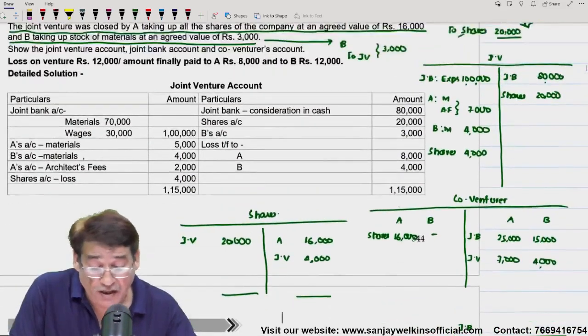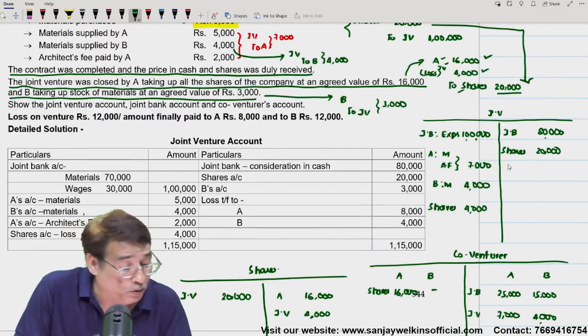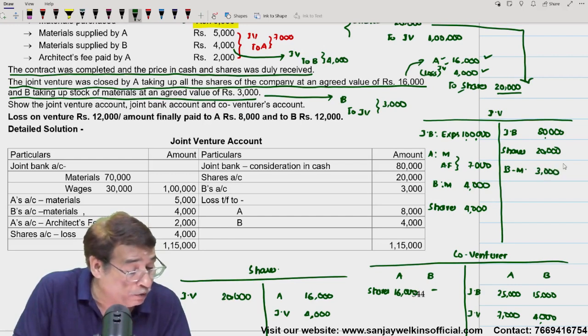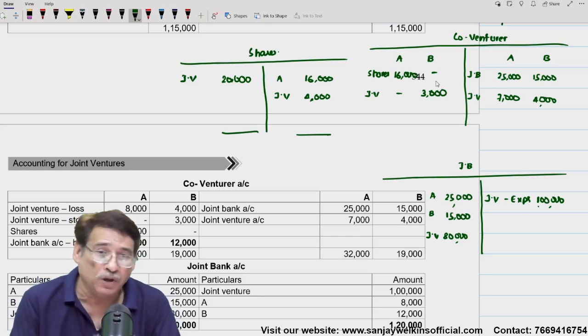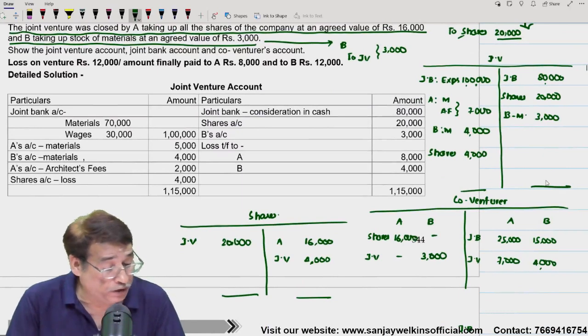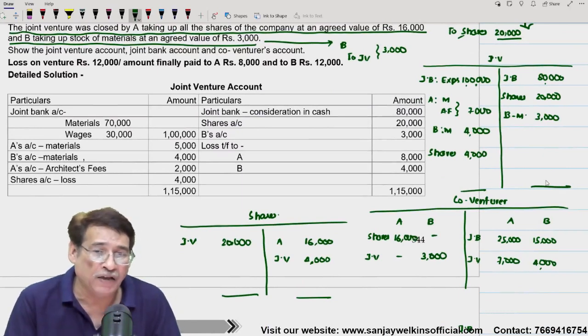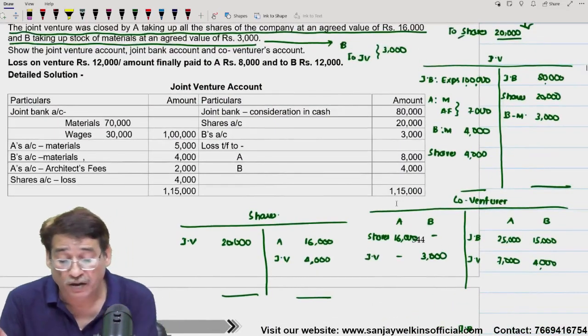Correct? And now the last thing is that some leftover material was taken over by B. So you will write towards the credit side by B. You can write here material, and 3,000 worth of material taken over by B. On the debit side of B, you are going to write to joint venture 3,000. So ultimately, this is how you are going to do this particular question. Now you will have to compute the amount of profit, transfer the profit to A and B, and then balance it, and then pay off A and B. This is exactly what we have done here.